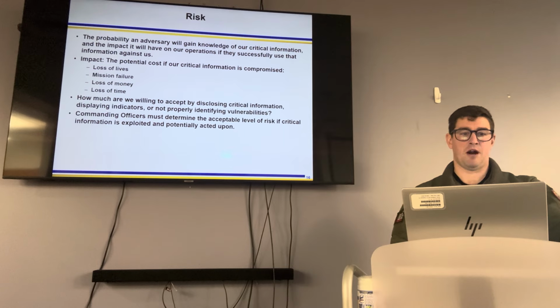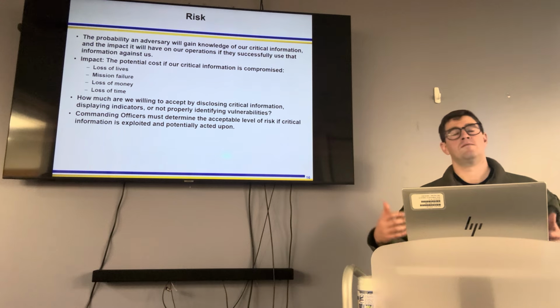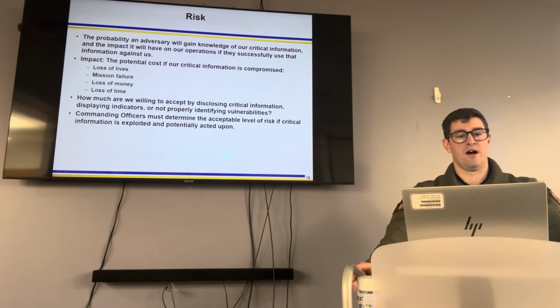All right, risk is the probability that an adversary will gain knowledge of our critical information and the impact it will have on our operations if they successfully use that information against us. So essentially, knowing where we are, when we are, where we're going, what time we're going, it can cause a loss of lives, mission failure, loss of money, time, loss of assets. So there's all kinds of different issues it could cause for the U.S. military and us as people.